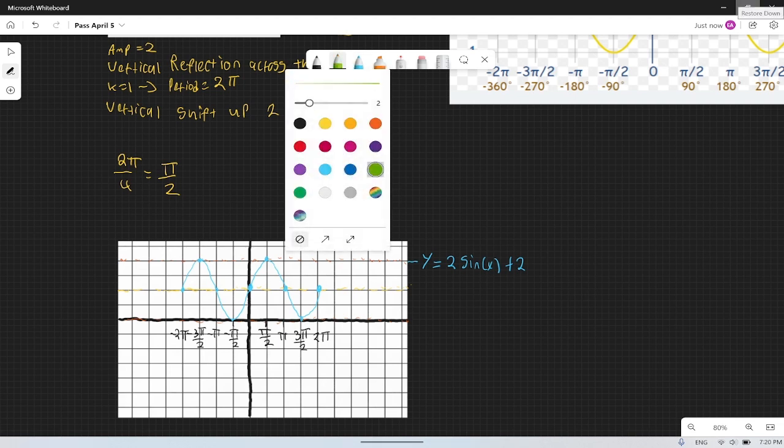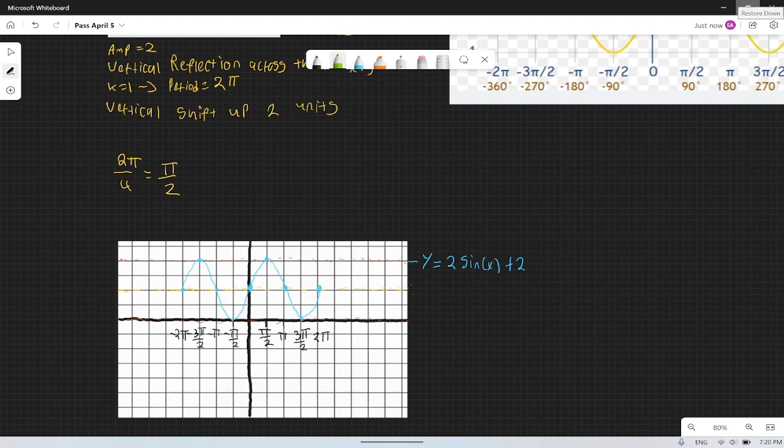But since there's that reflection, we have to invert all the points. So all these points that are already on the vertical shift up will stay the same, because if they're mirrored across this line, they'll stay in the same spot. But now we just invert these peaks. So instead of being at a maximum here, it's now at a minimum. And instead of being at a minimum here, it's now a maximum. Do the same over here. And this is our new graph.